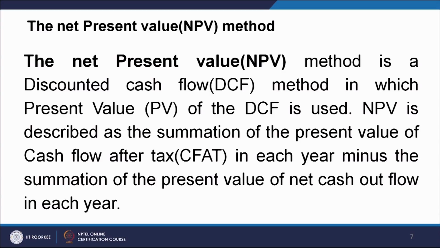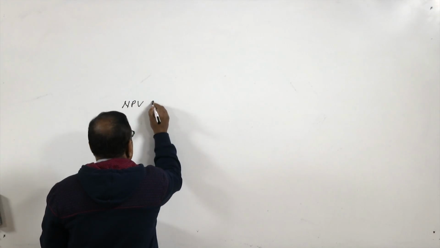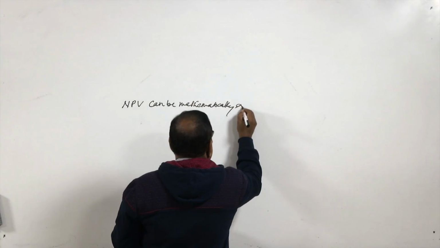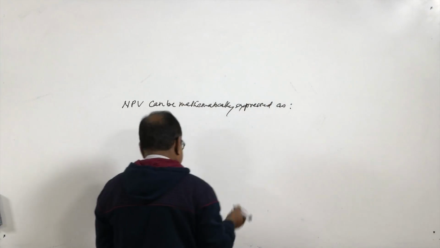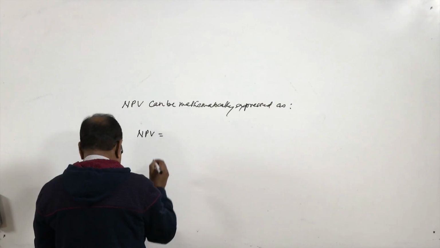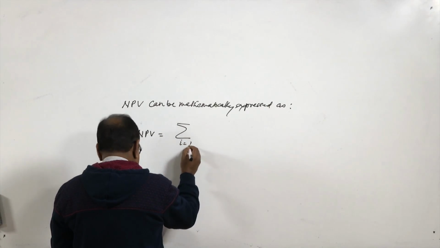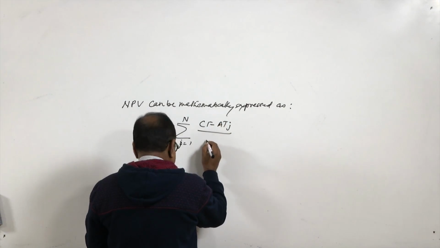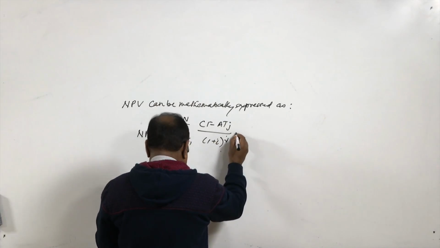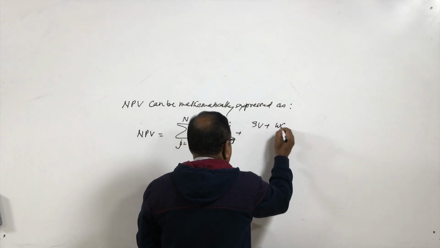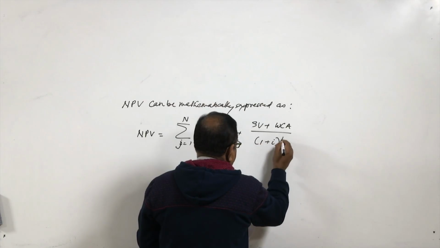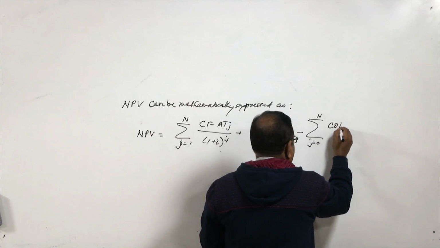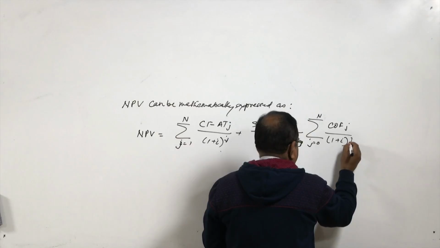Now, the formula for this. NPV can be mathematically expressed as NPV is equal to the summation from j equal to 1 to n of CFAT_j divided by (1 plus i) to the power j, plus SV plus WCA divided by (1 plus i) to the power n, minus the summation from j equal to 0 to n of COF_j divided by (1 plus i) to the power j.